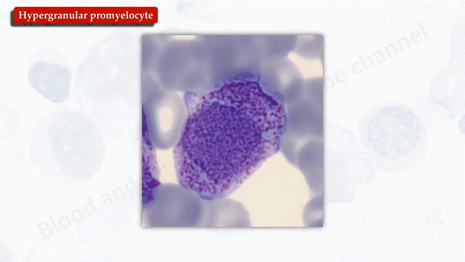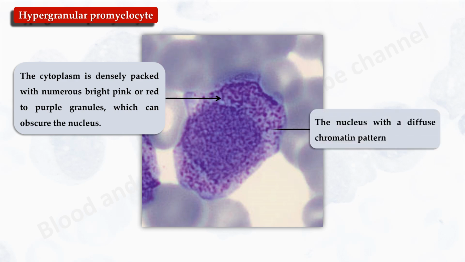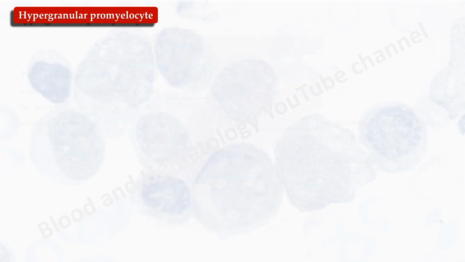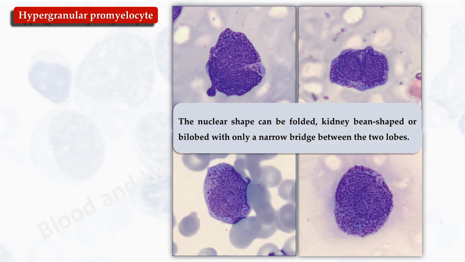The predominant cell in acute promyelocytic leukemia is a hypergranular promyelocyte. The cytoplasm is densely packed with numerous bright pink or red to purple granules, which can obscure the nucleus. The nucleus has a diffuse chromatin pattern and one or more nucleoli. The nuclear shape can be folded, kidney bean-shaped or bilobed with only a narrow bridge between the two lobes.